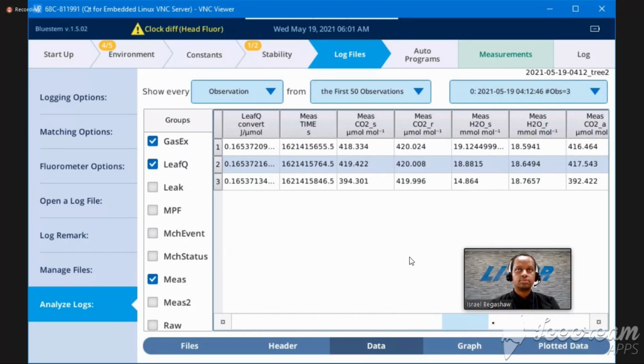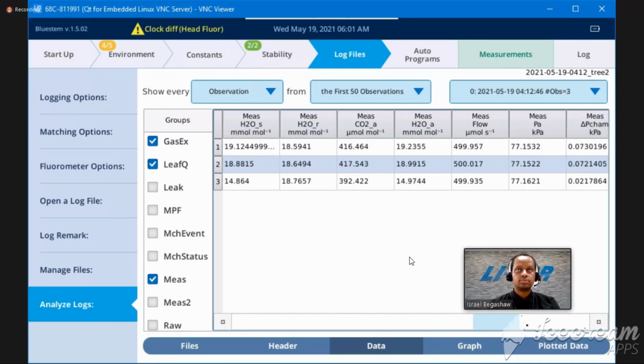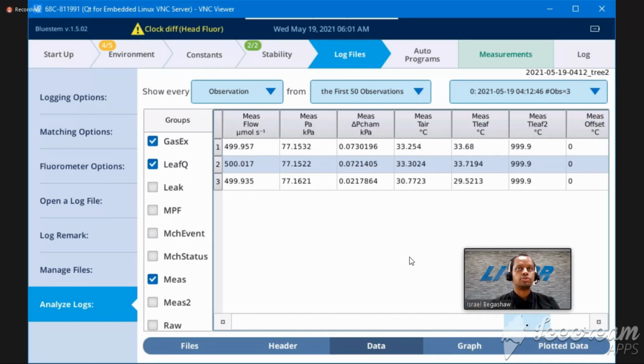What do you guys want to look at? Leaf Q. So the leaf Q group is going to be between gas exchange and MES. When we select the groups, it goes right to left, so gas exchange is first, and then leaf Q is second, and MES is third. So go to scroll the left.